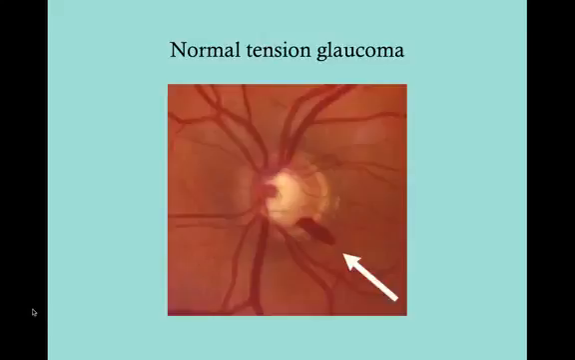So here's a picture of normal tension glaucoma, and this is just an example of what I meant by those hemorrhages that you can see around the optic disc. Note that, of course, we have a drastically increased cup-to-disc ratio, but in addition to that, you can see this hemorrhage here. And you don't see these hemorrhages all the time in normal tension glaucoma, but this is a very distinguishing factor if you do see one.